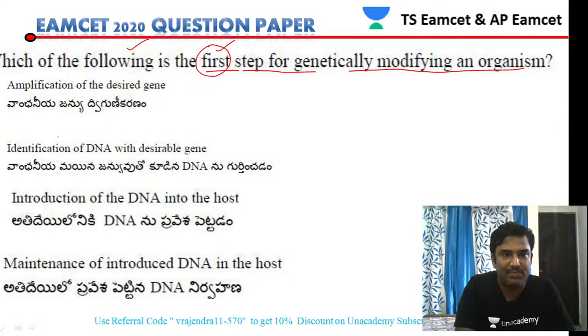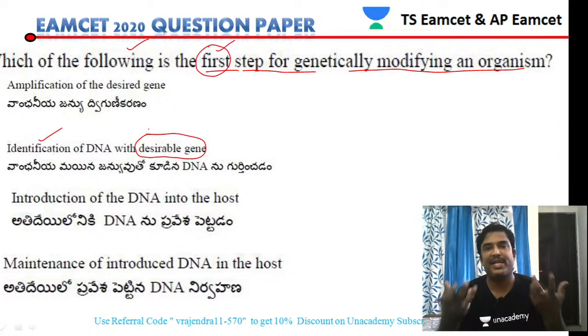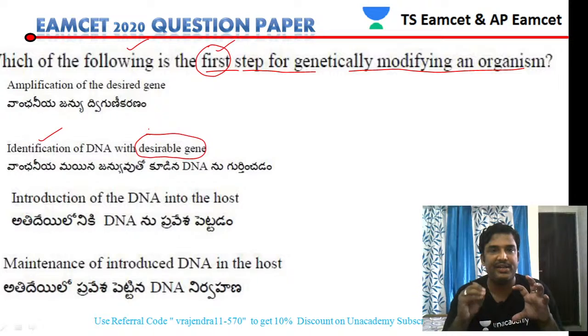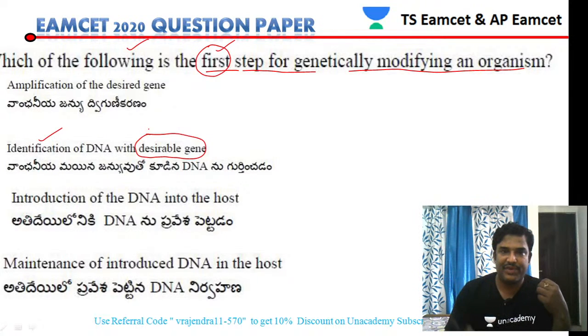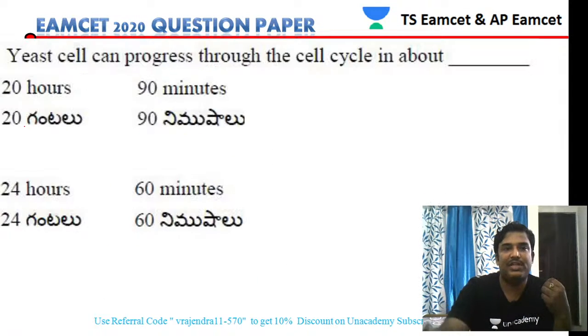So let us see where that point is. Identifying the DNA with the desirable gene. The very first step in recombinant DNA technology is you have to identify a gene which you want to amplify, the gene which is essential for human day-to-day life. So identifying the desirable gene is the first step, and that will be our answer. Identification of DNA with the desirable gene.